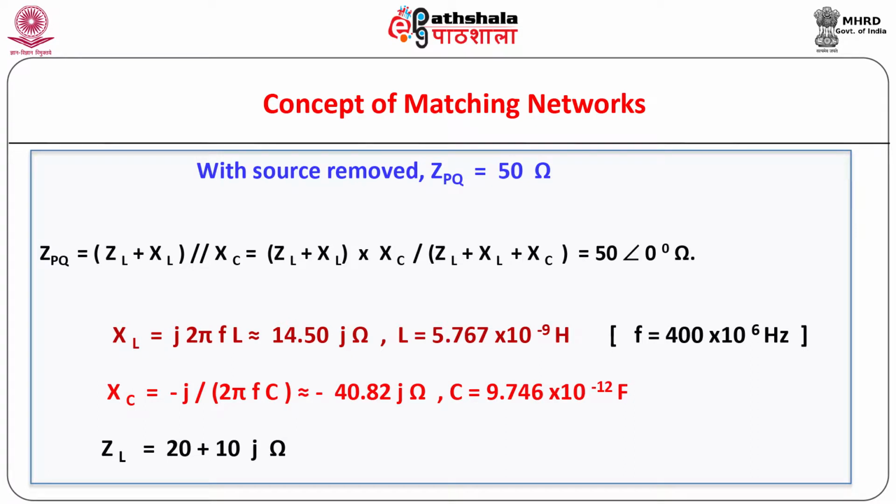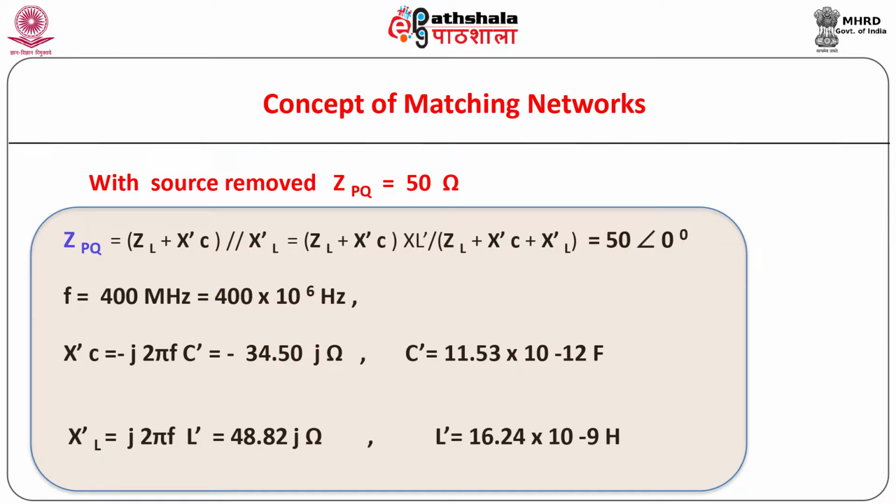We can verify numerically that with the source removed, the impedance ZPQ across the terminals P and Q has the desired value of 50 ohm. The calculations are as shown. We know that in this case also we have the value ZPQ equal to 50 ohm as desired. Thus, we have two solutions for the matching network for the given circuit.